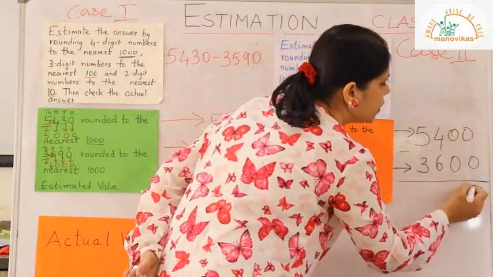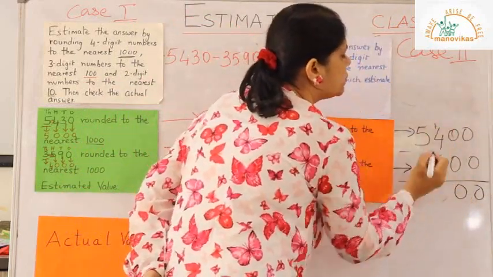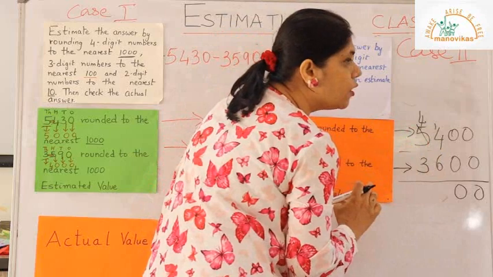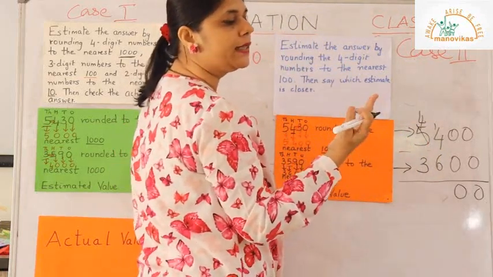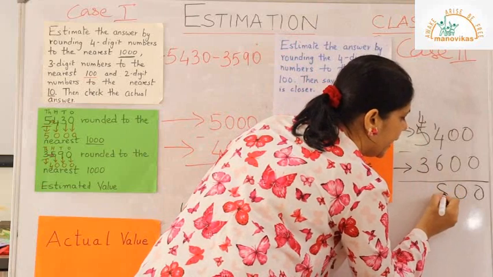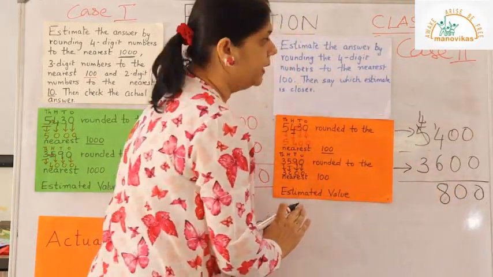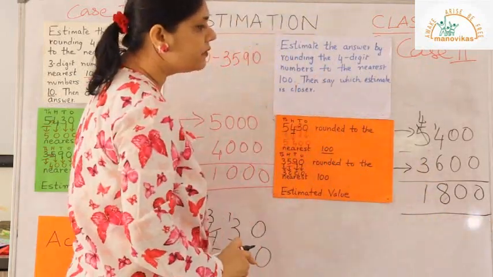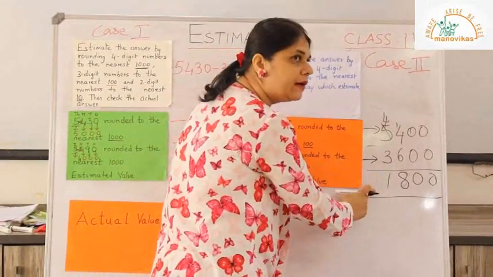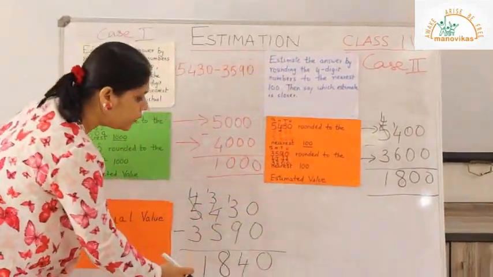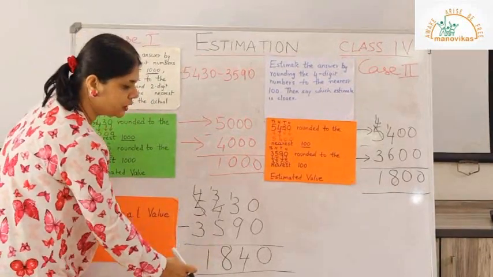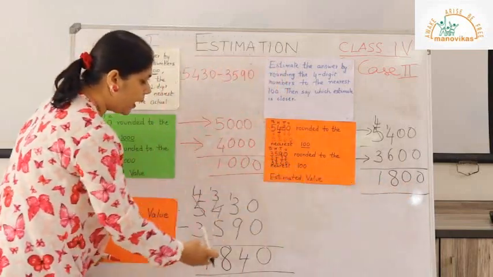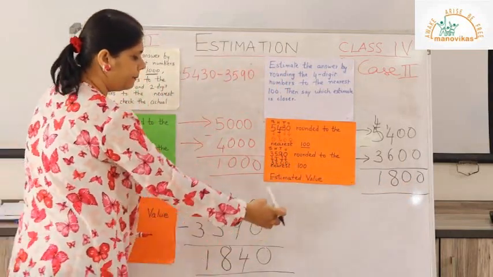Now how will you do it? 0, 0, borrow 1, this becomes 14, this remains 4. So 14 minus 6 is how much? 7, 8, 9, 10, 11, 12, 13, 14. So it is 8, right? I hope you know how to subtract. Now 4 minus 3 is how much? 1. So what is the estimated difference we have got? 1,800, right? Now the actual value is 1,840. So if you see, this value 1,800 is very close to 1,840.